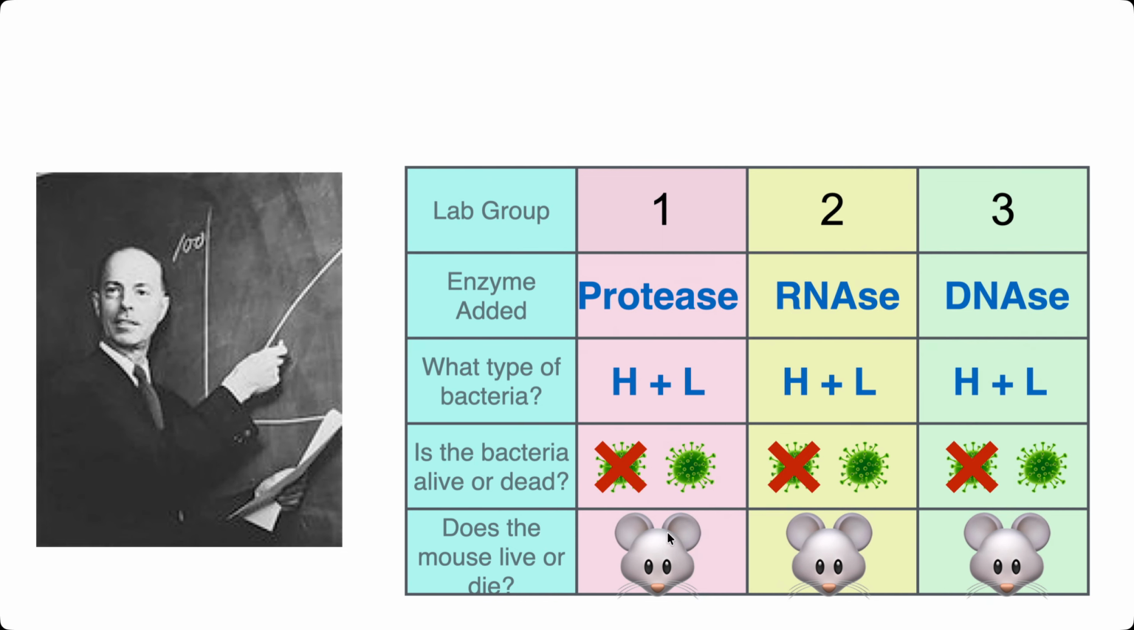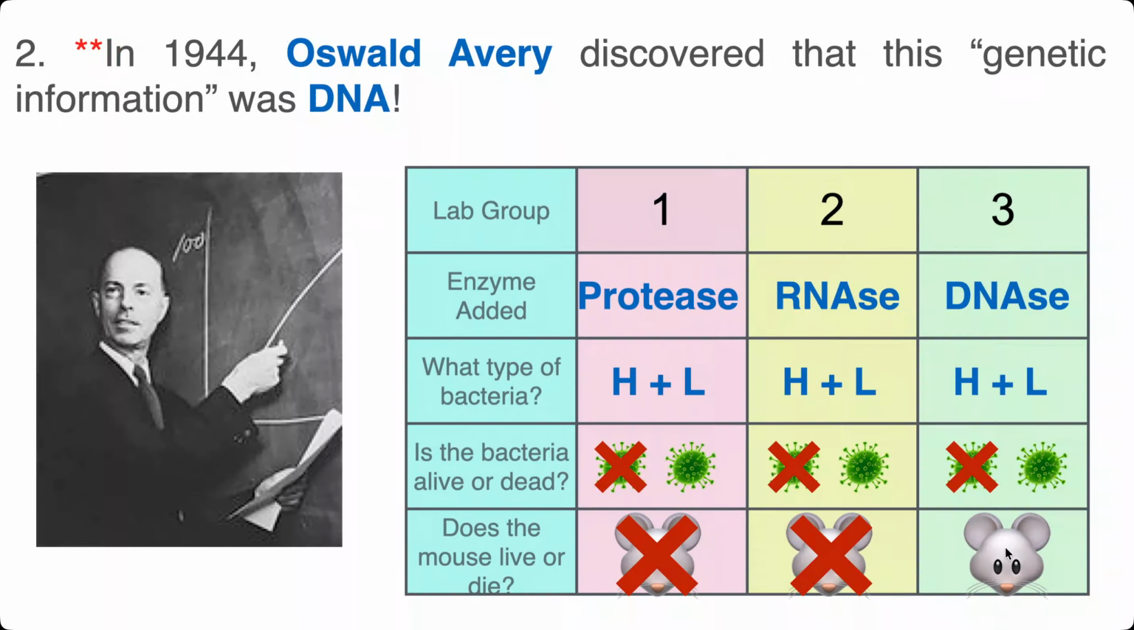So what do you think happens to the mouse when the bacteria is injected, but all of the protein has been removed from the bacteria? The mouse died. Still, just like Frederick Griffith's experiment. What about when you remove all of the RNA from the bacteria? The mouse died. When you removed all of the DNA, though, the mouse lived. And so what he concluded here, and this isn't actually his conclusion, but he knew that that genetic information was likely going to be DNA.